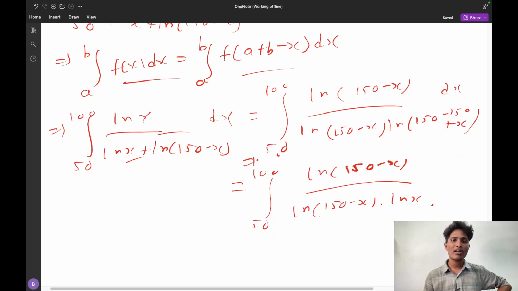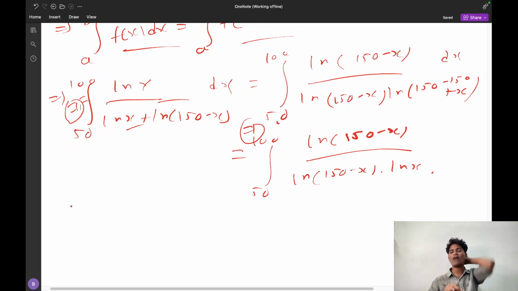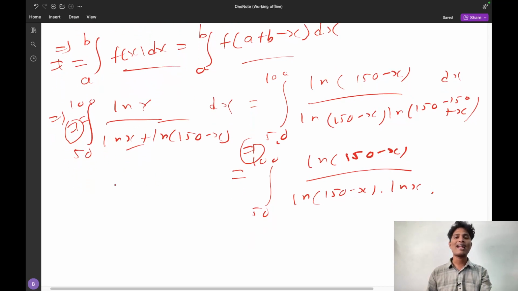We already know this is I also, and when I add these two I's, because both are the same, I haven't changed anything. I have just used the Bahubali property: the integral from a to b of f of x dx can be written as the integral from a to b only of f of a plus b minus x dx. The integral will not change. So I can add these two I's: I plus I is 2I.